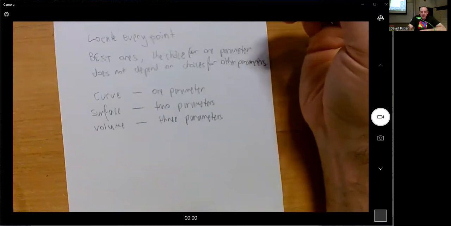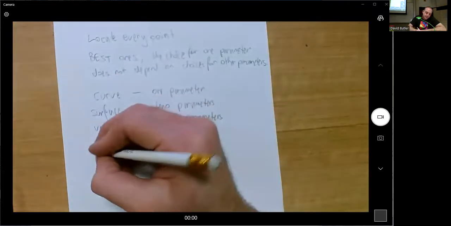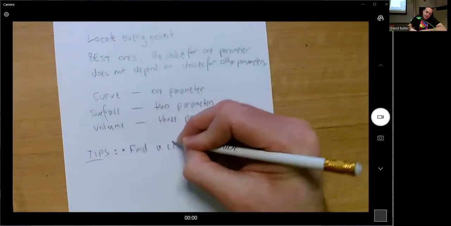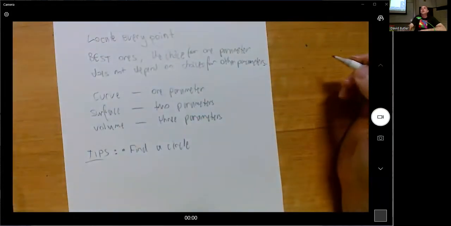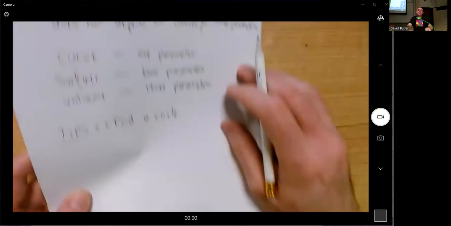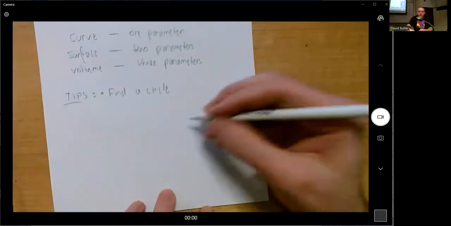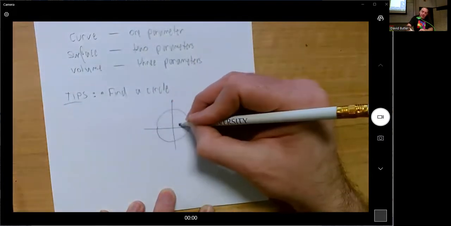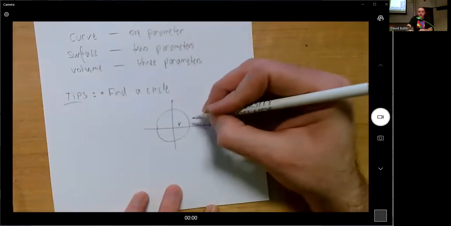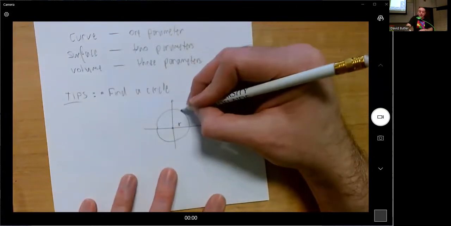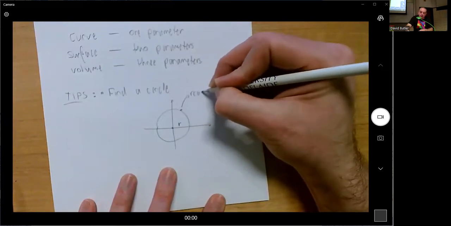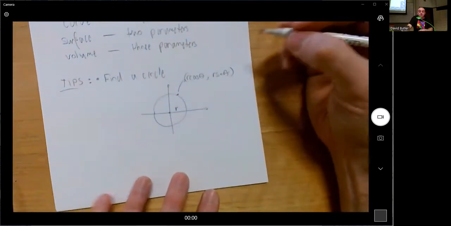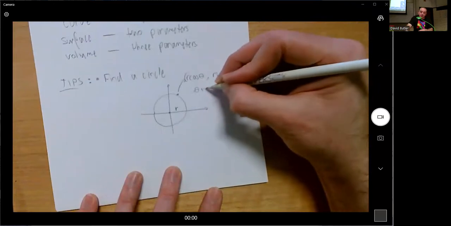Okay, so my tips are, my first tip is find a circle, or as many circles as you can. And the reason you find a circle is that a circle of radius r, centered at the origin, has parameterization r cos theta, r sine theta, where theta goes from 0 to 2 pi.